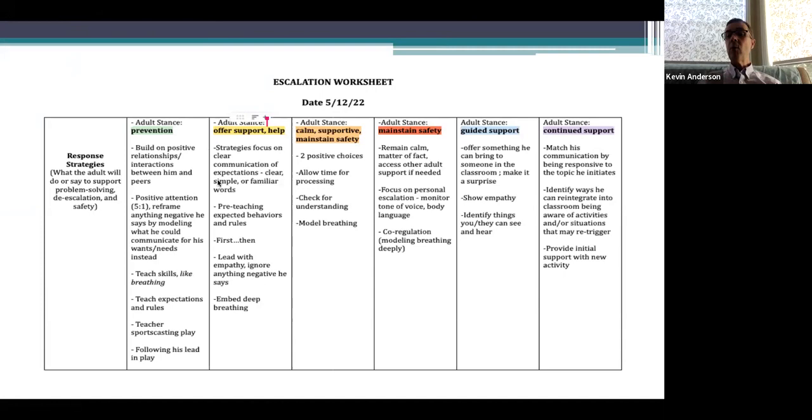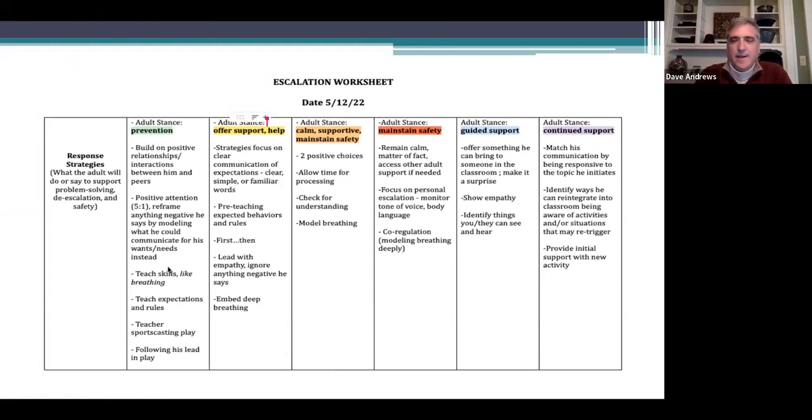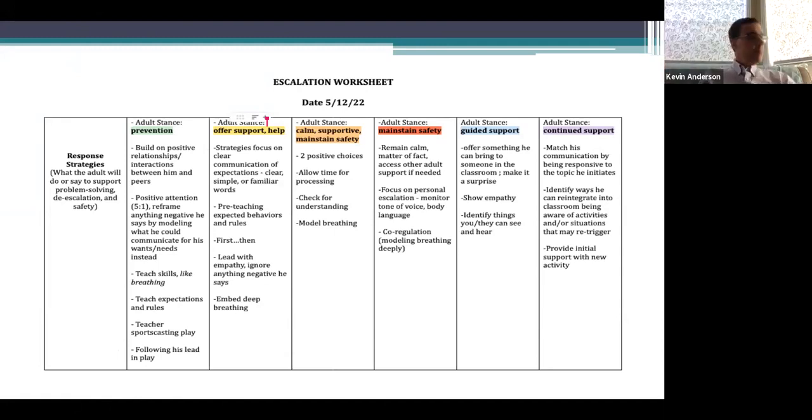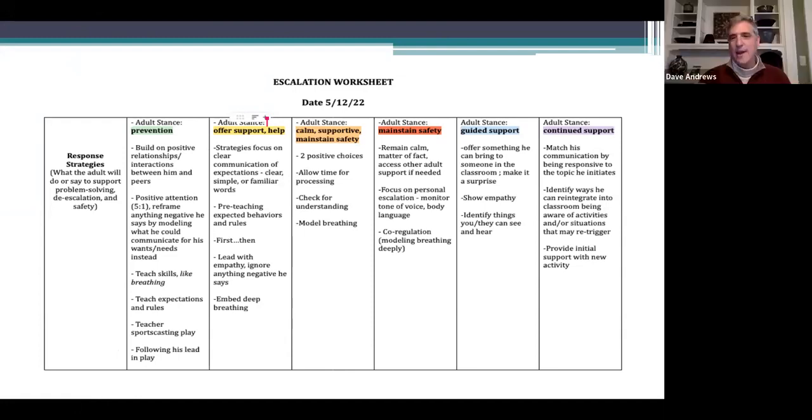So this worksheet works through what we as adults are going to do as a child goes through that escalation. Dave, did you have anything to add? Yeah, I was just going to say, I know previously in the kindergarten cohort, you've talked about what works and what doesn't work. So this is really where that fits in: what works for my child and what doesn't work for my child. What works might be anywhere along this cycle.